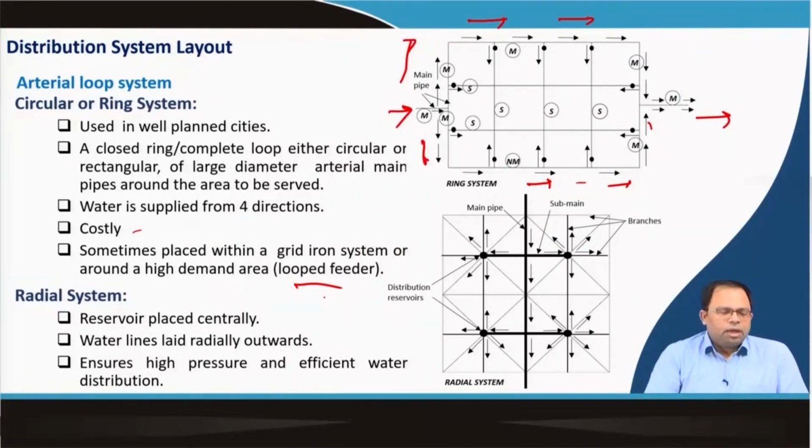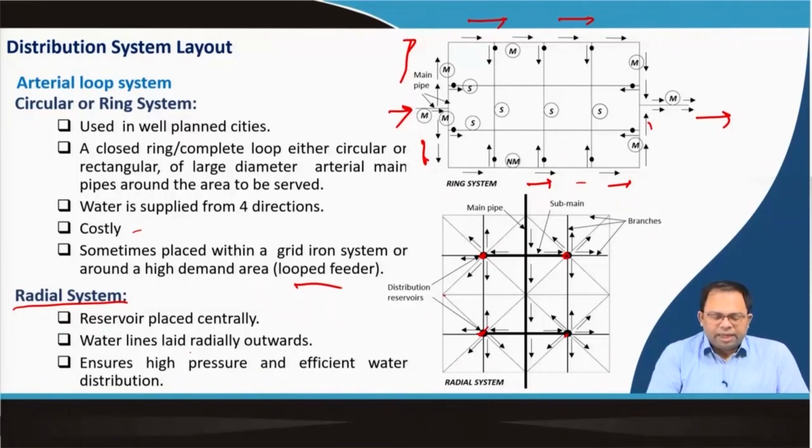Similar to this one, there is another, the radial system. The difference is, see, it looks more or less the same, but over here we have the main. From the main we supply to the different overhead reservoirs which are located at the central part of the zone, and from there we serve the water in all the different directions. So, this is another way, but here also sort of a loop is formed and we can serve the water in all the directions, and water is actually coming from multiple directions.